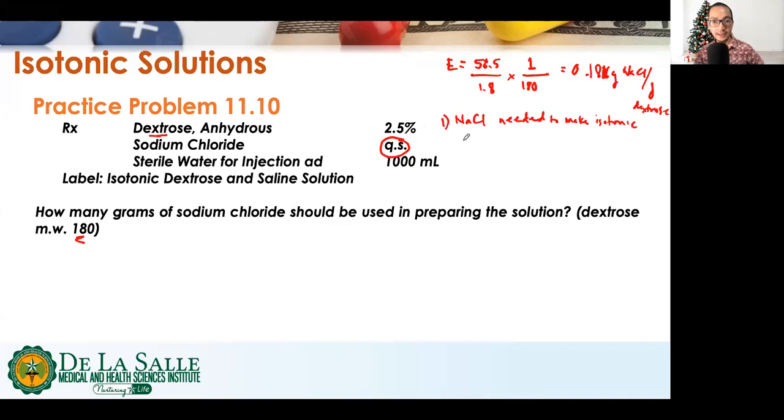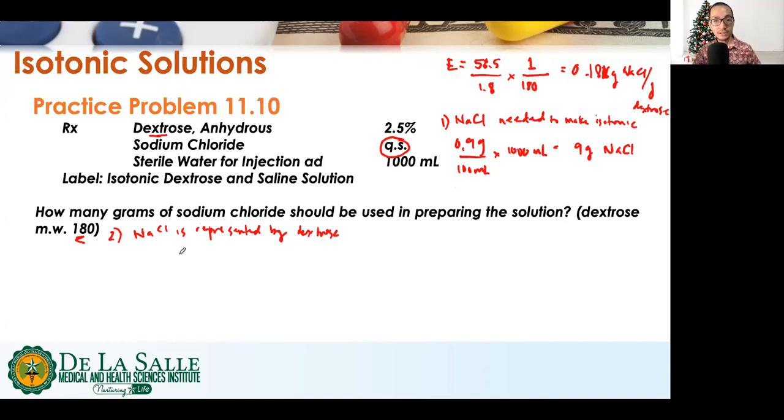Now, since we have 1,000 milliliters of the solution, 0.9 gram per 100 ml, this is the 0.9% times 1,000 ml. So this will be equal to 9 grams. So we would need 9 grams of sodium chloride to make the solution isotonic. The next that you will compute: how much sodium chloride is represented by dextrose or by any other substance that is contained in the preparation.